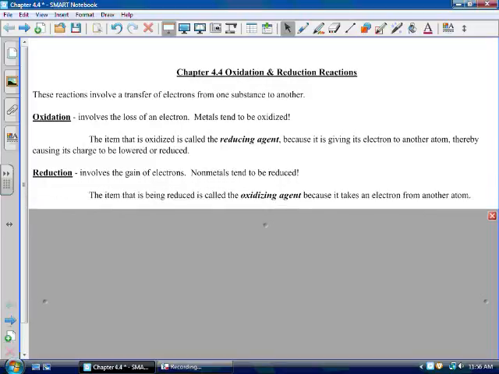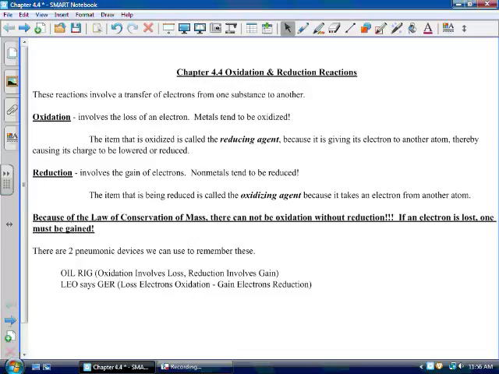Again, just like before, an item that is being reduced is called the oxidizing agent. So generally speaking, nonmetals, of which oxygen is one, tend to be what are called oxidizing agents. Metals tend to be reducing agents. They tend to lower or reduce by giving away electrons to another element.